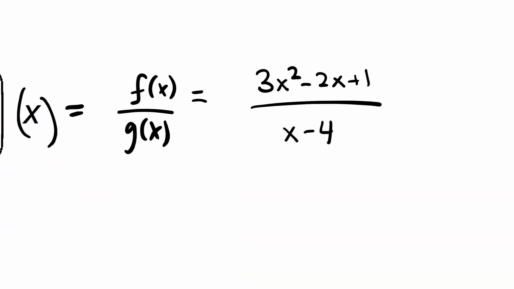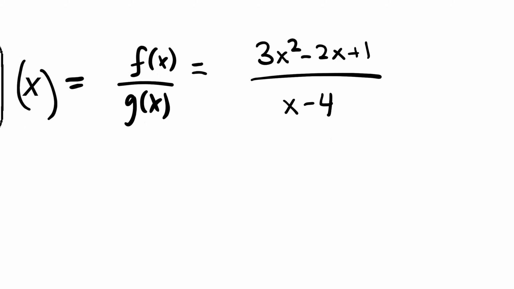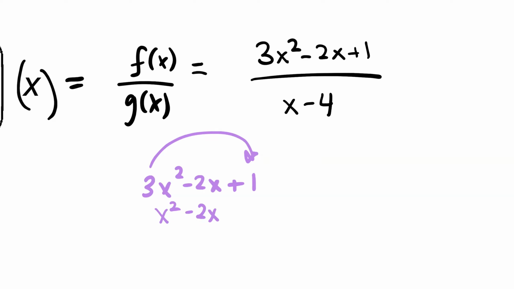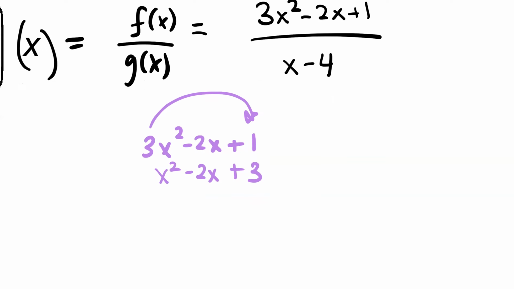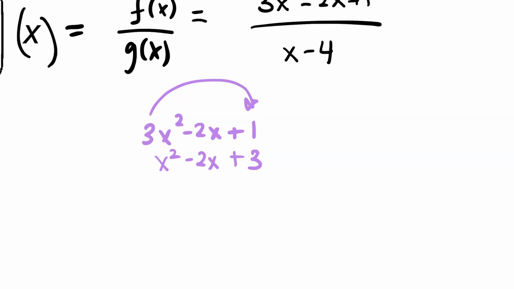Now, can we simplify this at all? Is x minus 4 a factor of the top? We don't know, right? So let's check. Let's actually factor 3x squared minus 2x plus 1. Remember, you multiply c by your a, so we have plus 3. What adds to negative 2 and multiplies to 3?